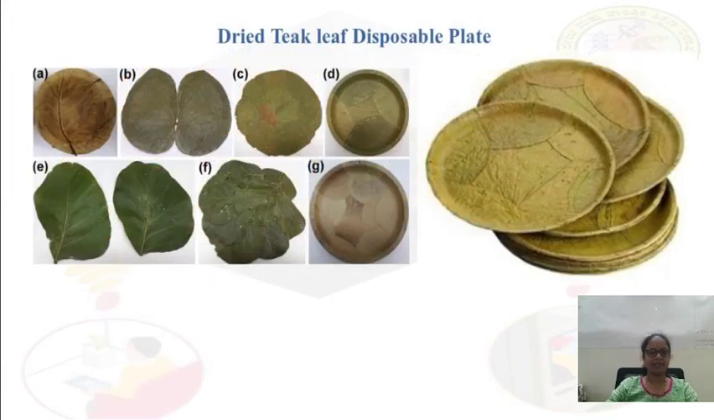Next is the dried teak leaf disposable plates. These plates have been available in India for several years. The evolution of this disposable plate is that initially these plates were just woven with small sticks and used to carry food. Later in its evolution it got a shape with the help of molds.